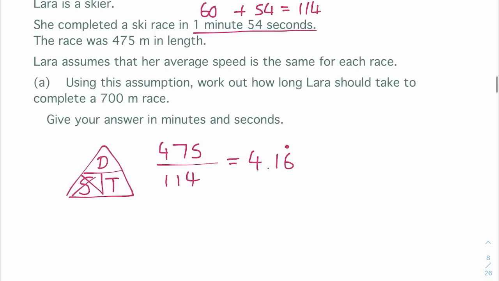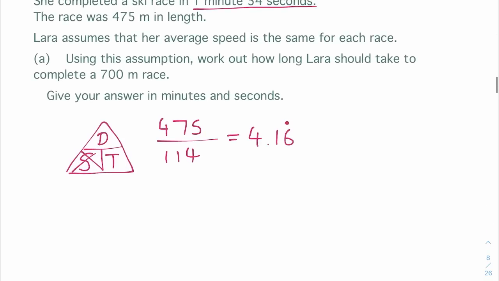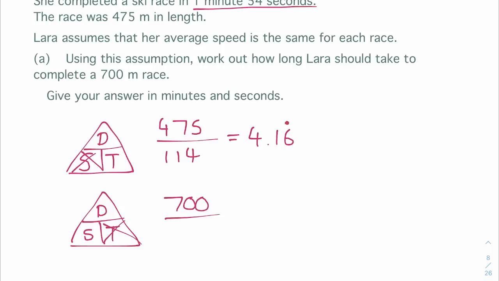So now, if her speed is going to be the same, how long would it take her to complete a 700 metre race? Well, again, we're going to do speed, distance, time. We now have her speed, we have her distance, but we're working out her time. So I'll cross off time. So we're going to do distance divided by speed. So it's 700 divided by this 4.16 recurring.